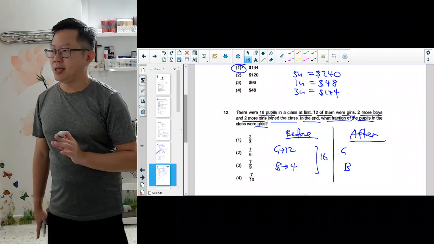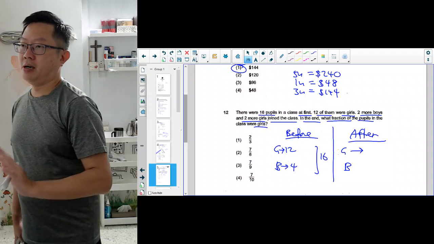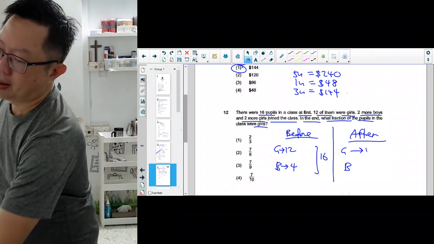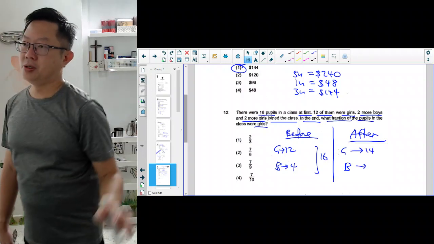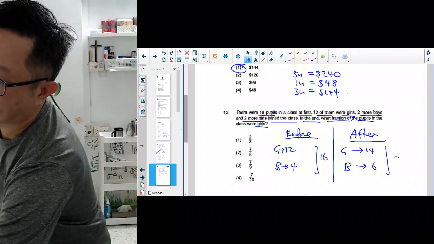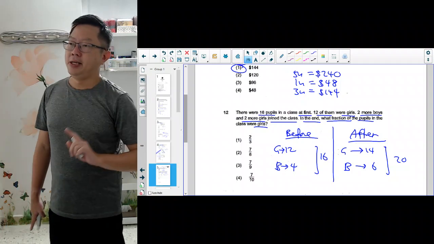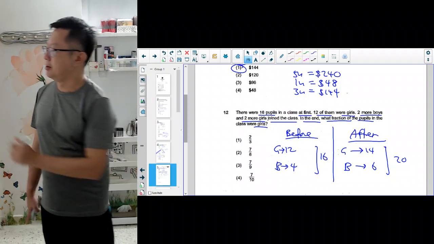2 more boys and 2 more girls joined the class. So how many girls now? You have 12 plus 2. And then you have 2 more boys who also joined the class. So that will be 6. And the total will now be 20. Alright, 20. So in the end, what fraction of the pupils?